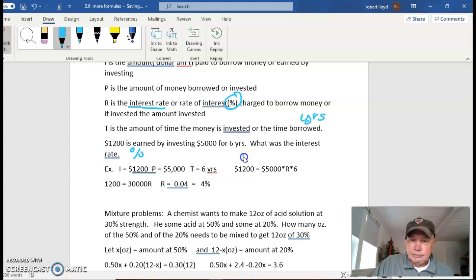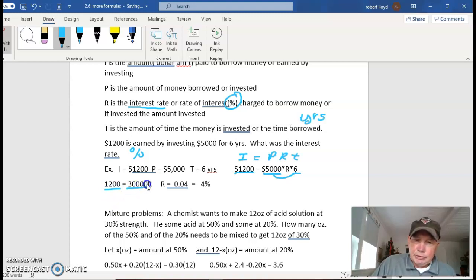So interest equals the principal times the rate times the time. So the interest is $1,200. The principal is $5,000. The rate is what we want to find out, and the time is 6 years. So these three are always multiplied together. We get 1,200 equals 30,000 R's. 30,000 times the rate.